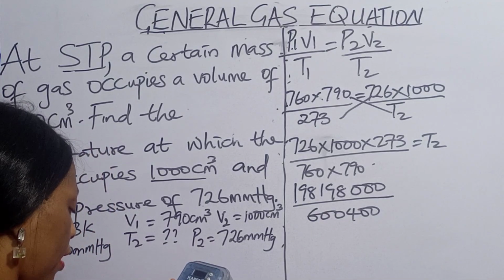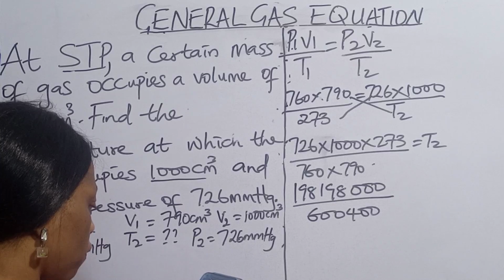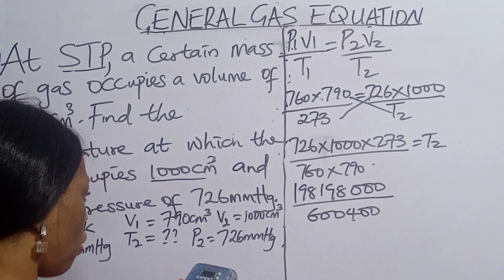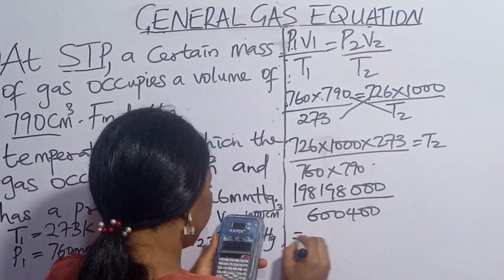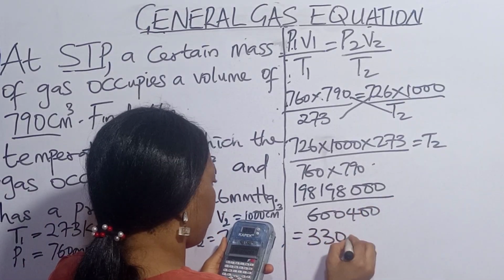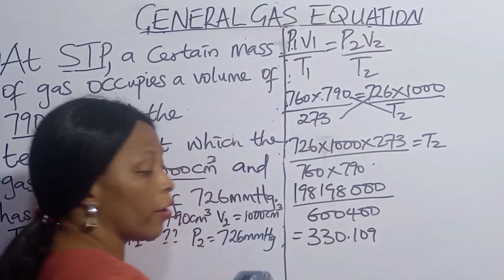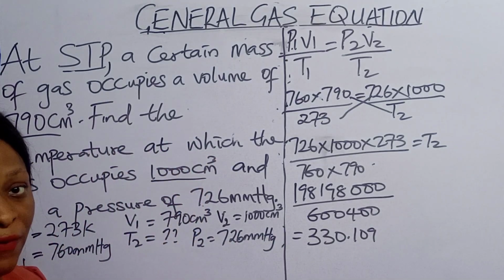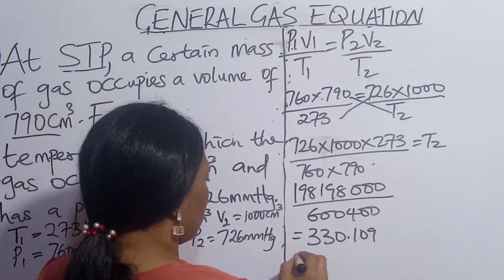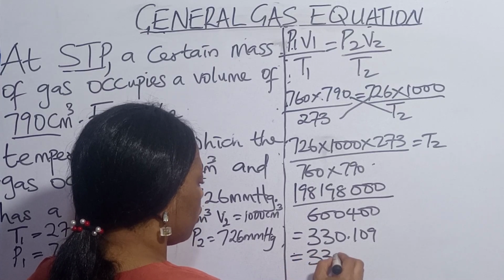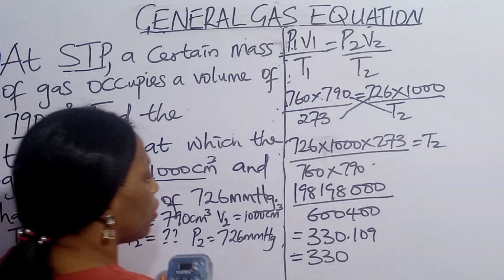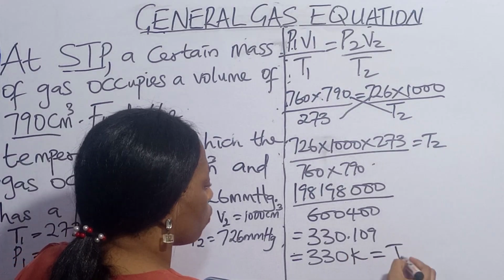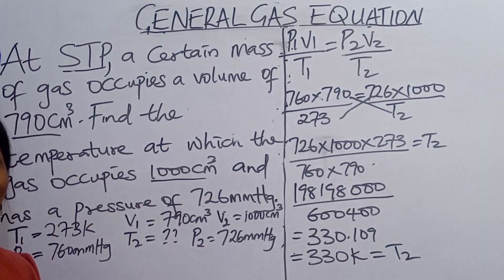198,198,000 divided by 600,400, and that will give us 330.109. So we're going to leave our answer in three significant figures, and that will be 330. Our temperature is in Kelvin. 330 Kelvin is equal to T2. Isn't that simple? Let's solve another question.